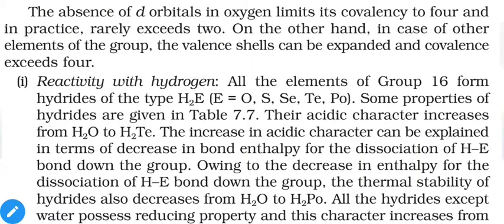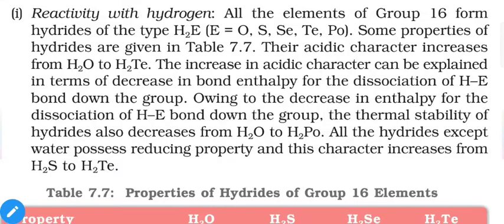The absence of d orbital in oxygen limits its covalency to 4 and in practice it rarely exceeds 2. On the other hand, in the case of other elements of the group, the valence shell can be expanded and covalency exceeds 4. Now in chemical reactivity, first is reactivity with hydrogen. All the elements of group 16 form hydrides of the type H2E, where E is O, S, Se, Te and Po, that means all the members except the last one.